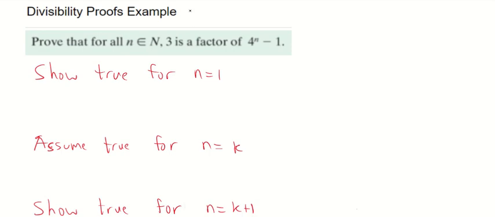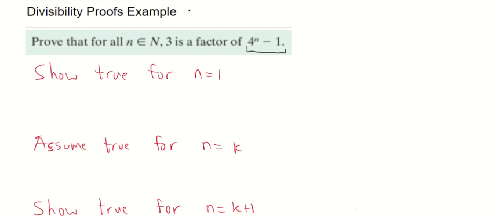Hey folks, this is how to do proof by induction with divisibility proofs. So to show it's true for n equals 1, what we're trying to show here is that 3 is always a factor of 4 to the n minus 1, no matter what value n is. So I'm going to show that it's true for n equals 1.